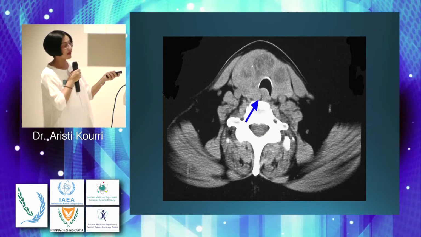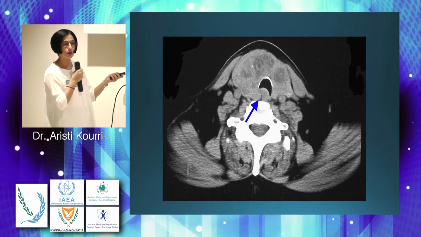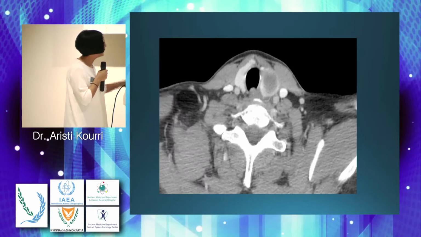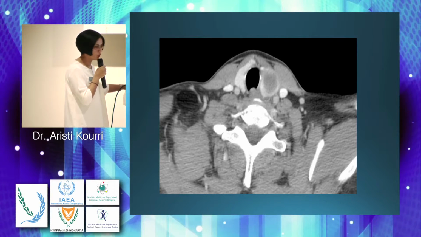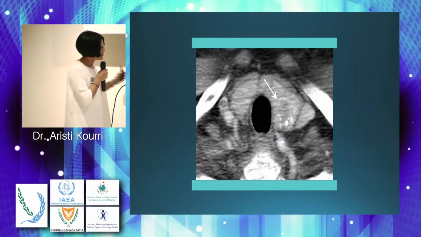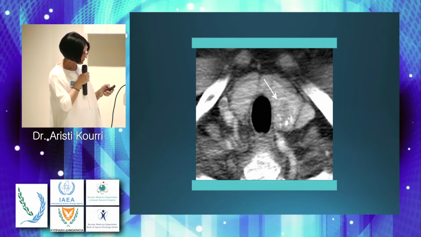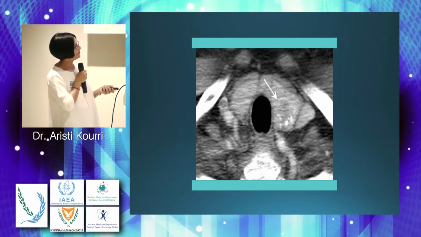As you can see, this is a benign multinodular goiter. It just spreads behind the trachea, displacing the esophagus, but it's benign. This is a benign nodule. You can't say if it's benign or malignant with CT. It's just a nodule. You can say if it's cystic by measuring the Hounsfield unit density, but you can't say anything more.